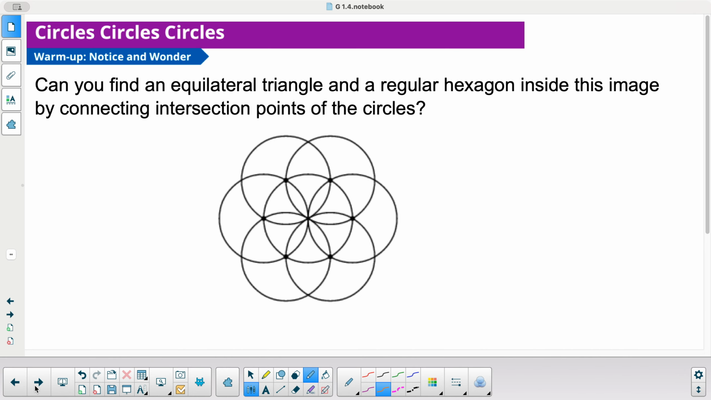All right, this is from the book. This is the warm-up. It's the same picture. I changed the question. It was normally like a notice and wonder, but I didn't really think that it was that good. I thought it would be easier if I just said, can you find an equilateral triangle or a regular hexagon inside this image by connecting intersection points of the circles?